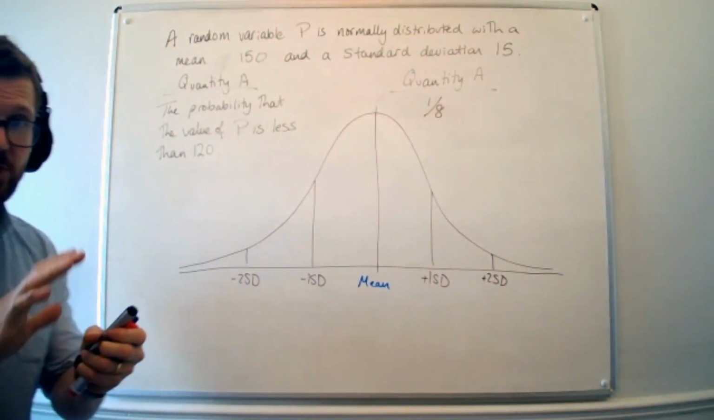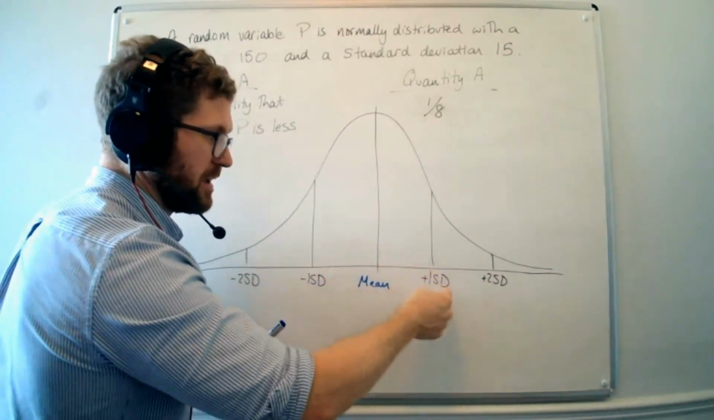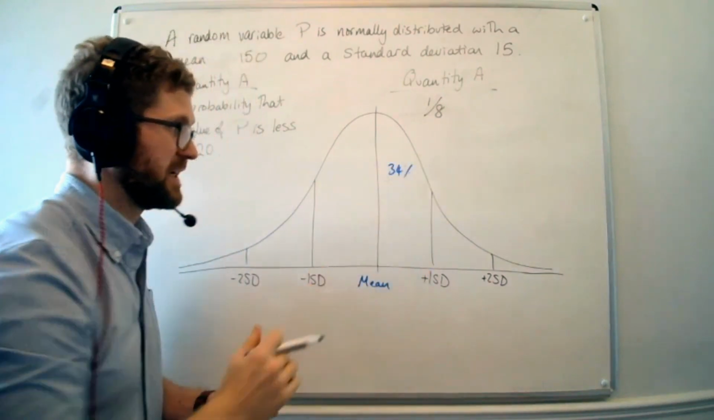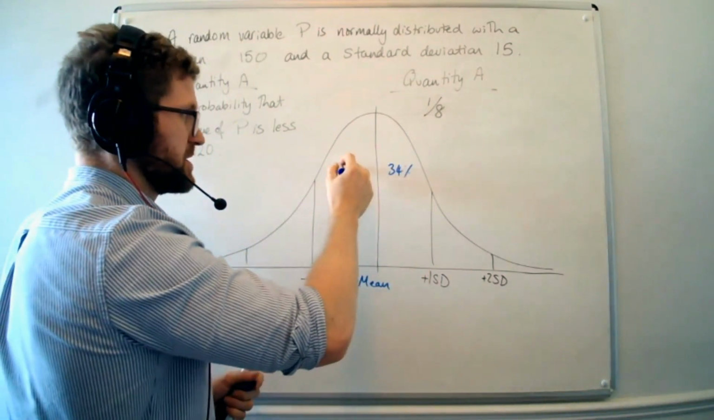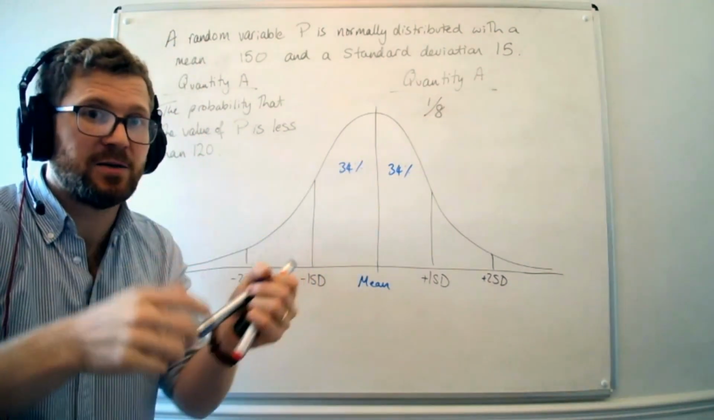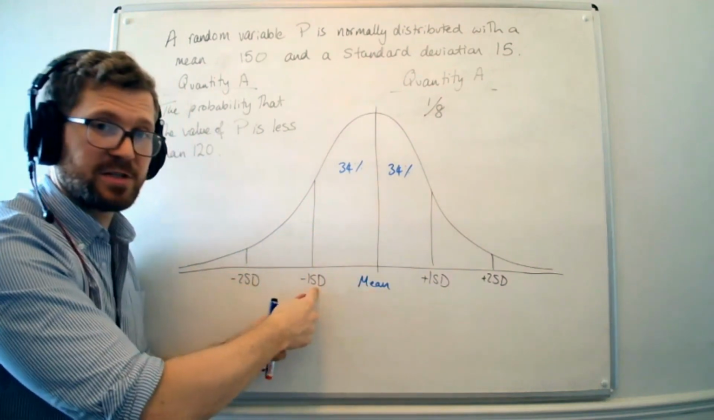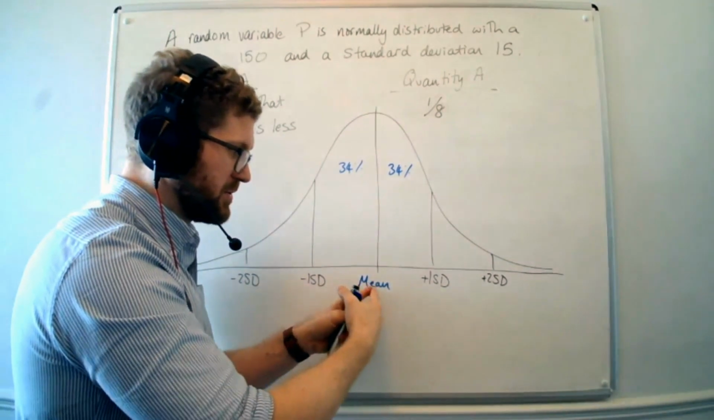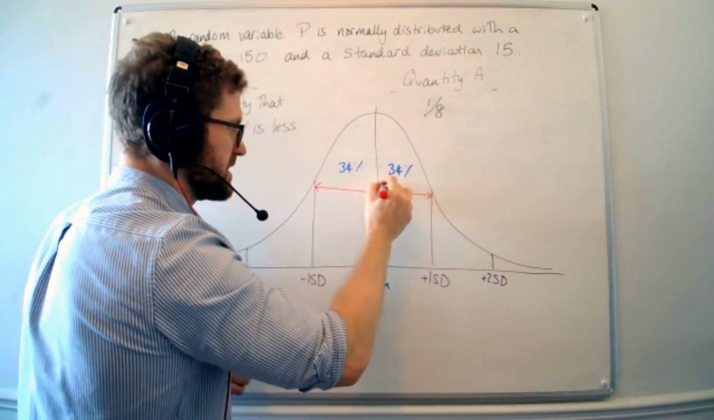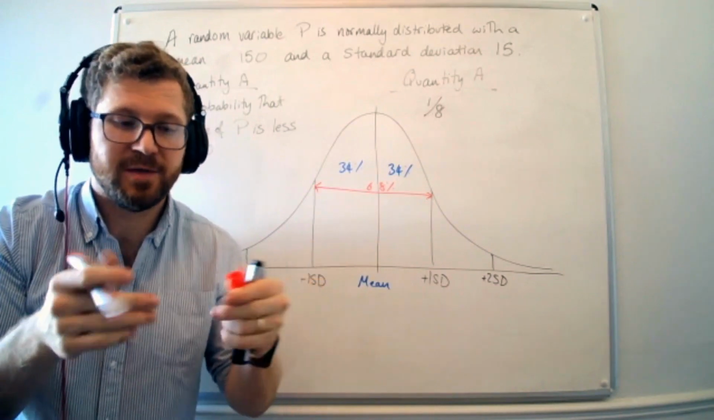Now, what the GRE will say, the bit that we need for this, is that between the mean and one standard deviation above the mean is going to be 34% of the data. Similarly, on this side, 34% of the data is going to be here. So if I was dealing with, let's say, 100 items, 34 of them would be between the mean and one standard deviation below the mean, and 34 of them would be between the mean and one standard deviation above the mean. Or 68% of the data is within one standard deviation either side of the mean.